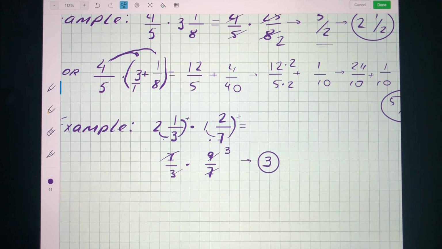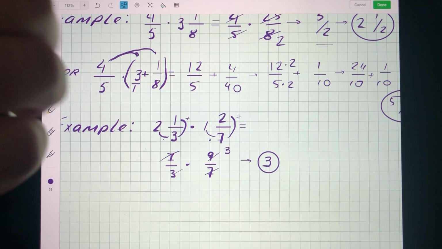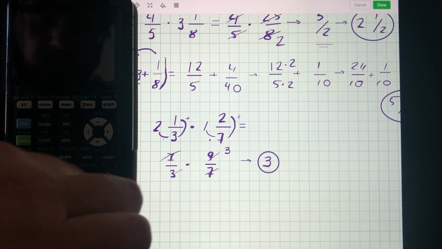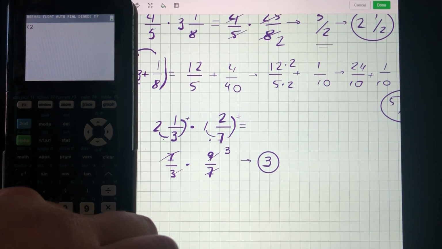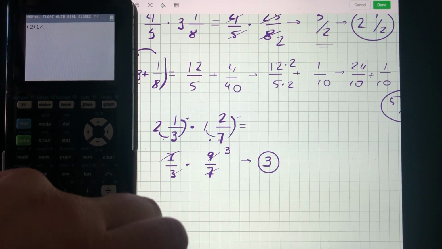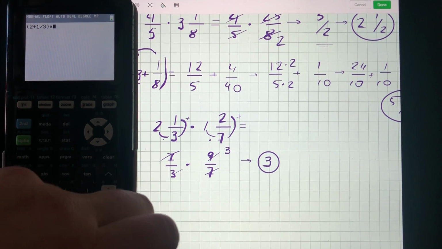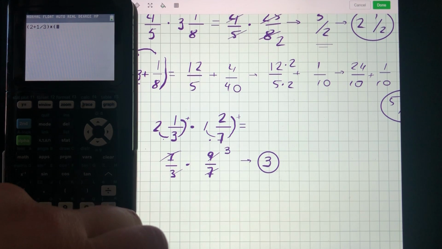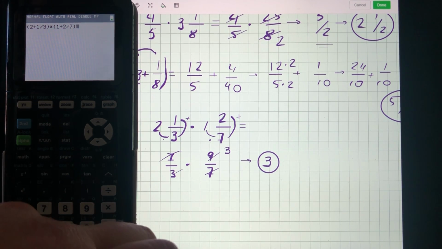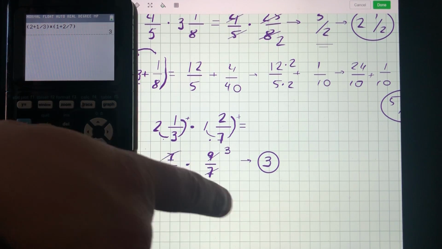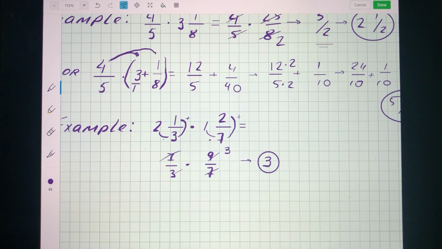Now let's check with the calculator. So here we had 2 1/3. So let's clear. 2 plus 1/3, and then times, in parentheses, 1 plus 2 sevenths. So we have put in our fractions, but in a different form. So here's the answer, 3, which is exactly what we have. And this is how we can use the calculator to check our work.